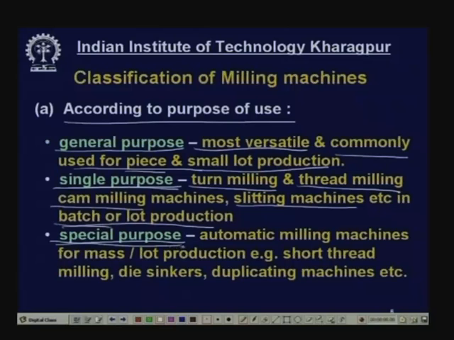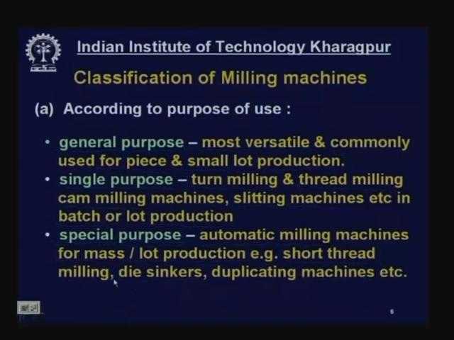Now, special purpose milling machines are automatic milling machines, where a definite number and type of operations are done repeatedly over a long time with certain attachments or special systems. This is used for mass or lot production. For example, short thread milling, die sinking, duplicating machine, duplicating production, etc. These are automatic.